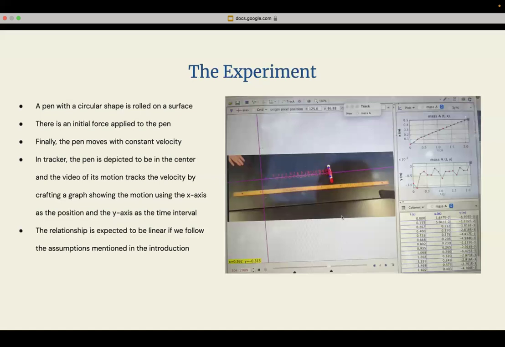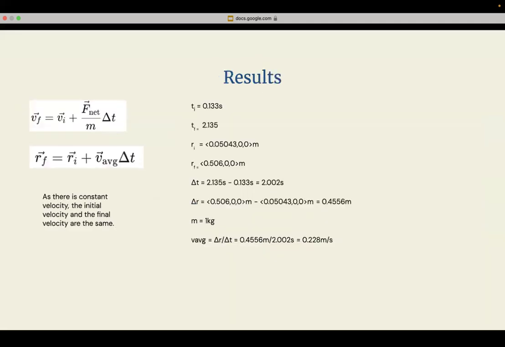The experiment basically included a pen or a marker with a circular shape being rolled on the surface, with an initial force being applied. The pen moves with constant velocity, and in Tracker, the pen is depicted to be in the center, and the video of its motion tracks the velocity by crafting a graph of position versus time. The relationship is expected to be linear if we follow the assumptions mentioned in the introduction.